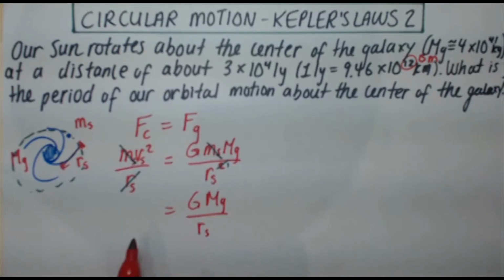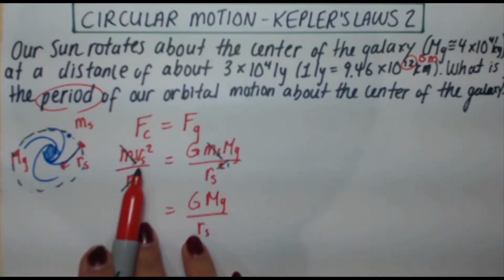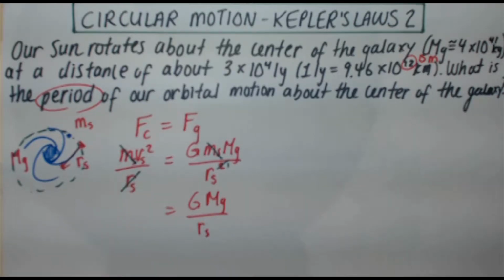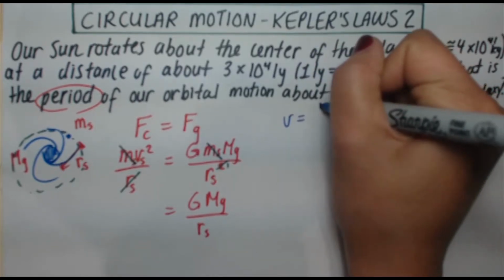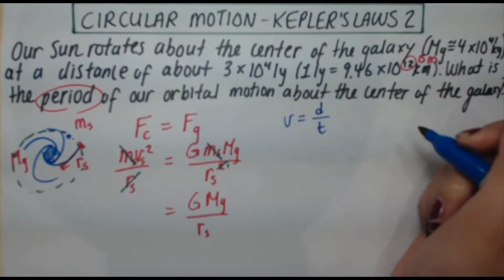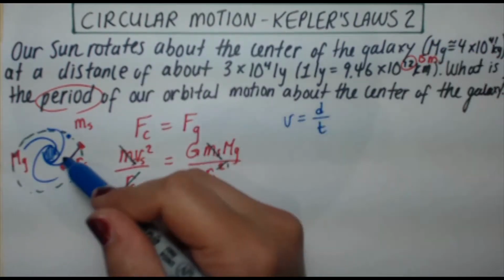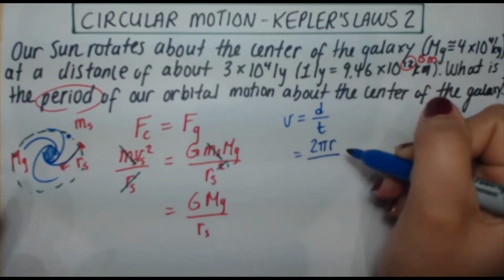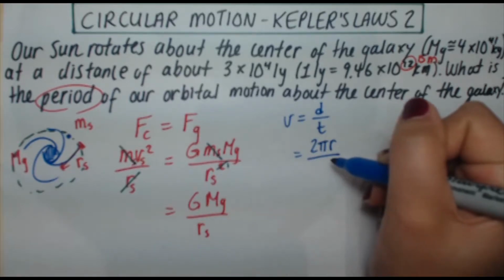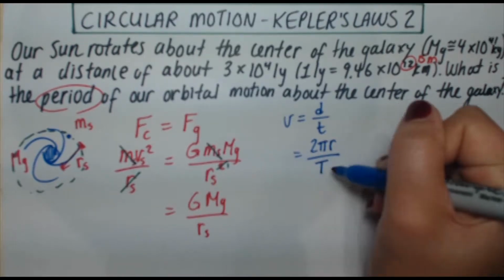Now, the reason I didn't write V_S squared here is because I want to replace it with something. Notice that in the question we're asked for the period of our orbital motion. We're not asked for speed, but we can get the period from the speed. Remember from your basic understanding of kinematics that speed is found using distance over time. Now, when moving in a circular motion, the distance you undergo is that of the circumference of a circle of radius r, so 2 pi r, and the time to undergo circular motion is called the period, T.